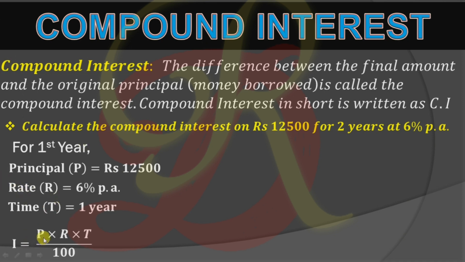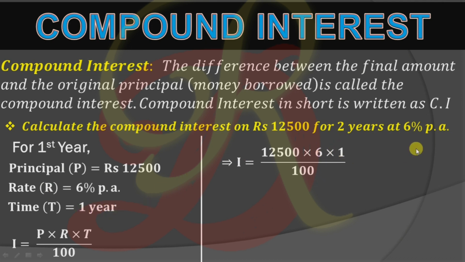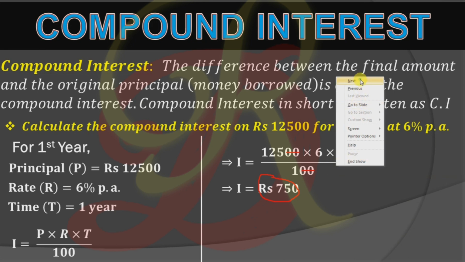Now interest is equal to P into R into T whole divided by 100. That means I is equal to, instead of P I will write 12,500, instead of R I will write 6, and instead of time I'll write 1, whole divided by 100. Two zeros will get cancelled. 125 into 6 is equal to 750. That means interest for the first year is equal to 750.